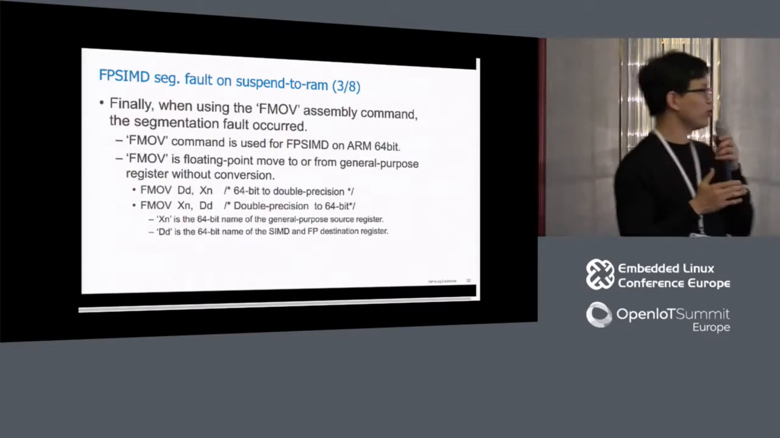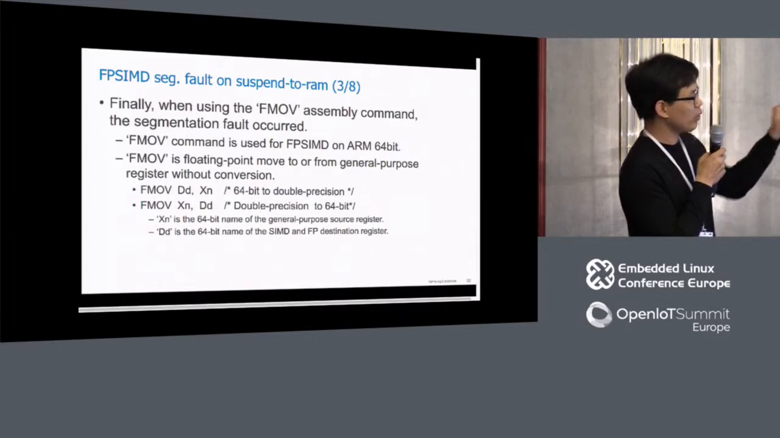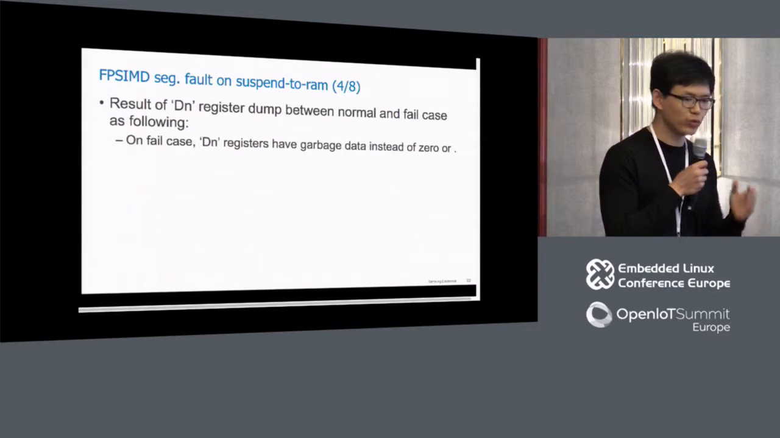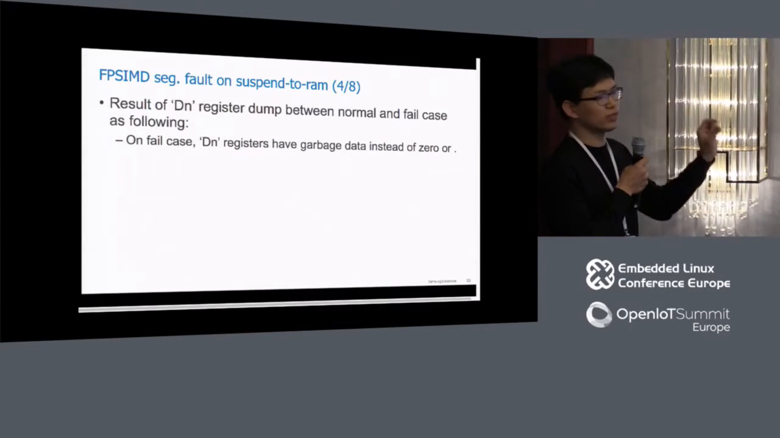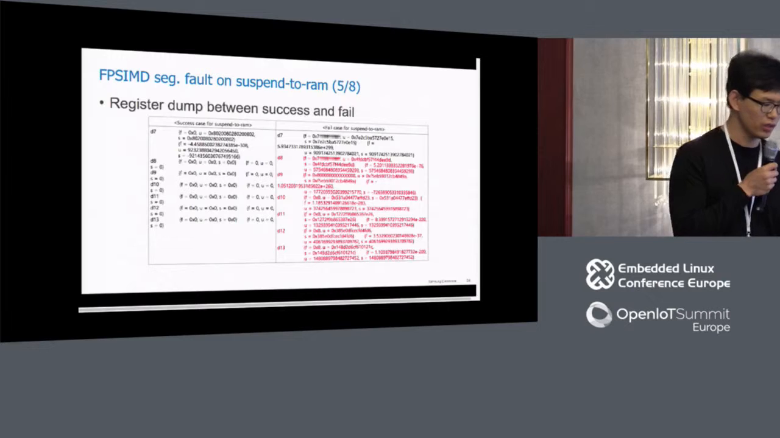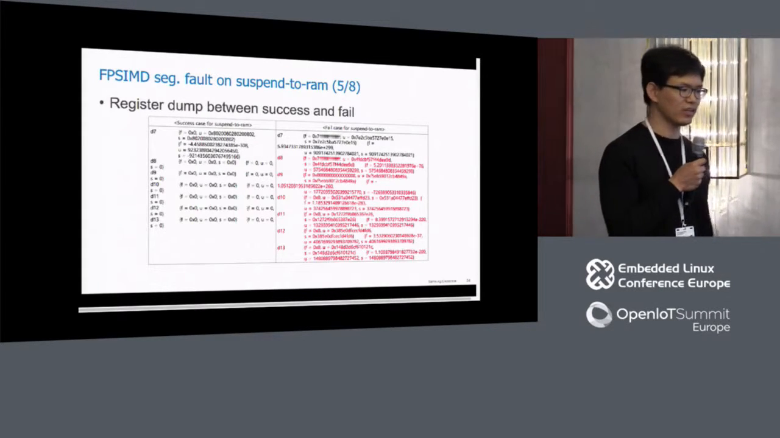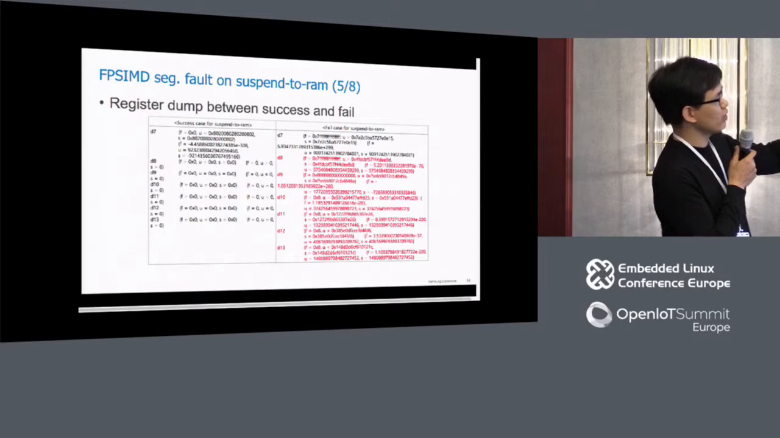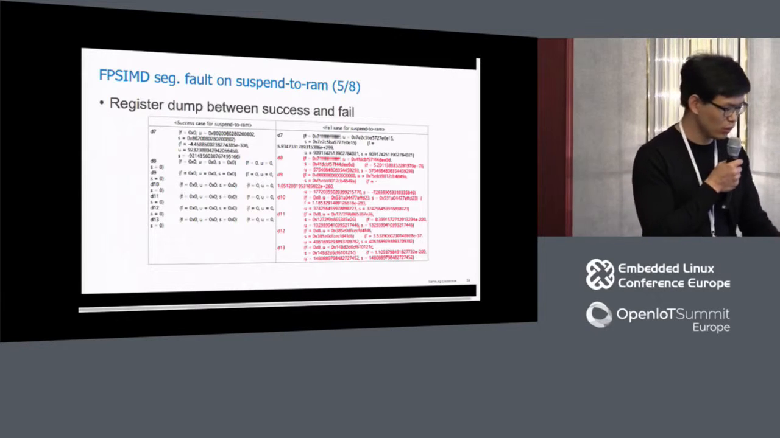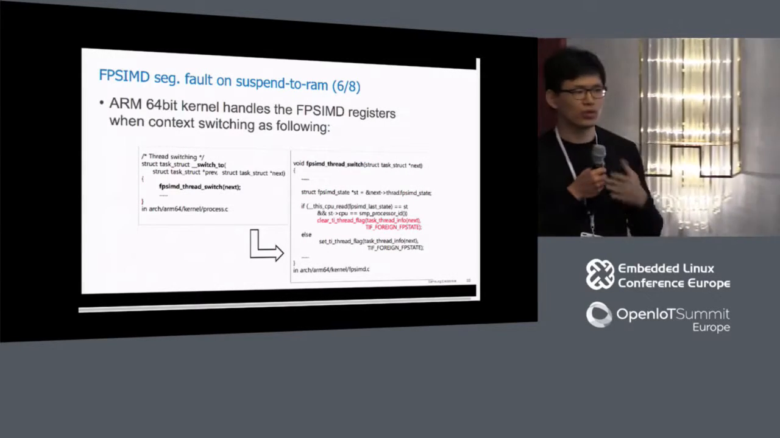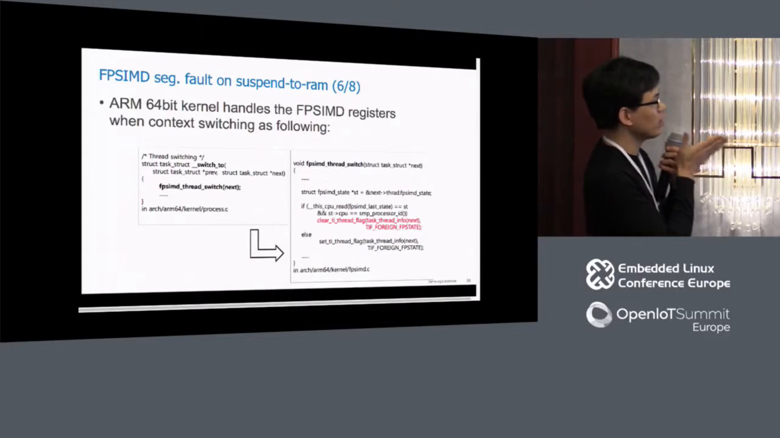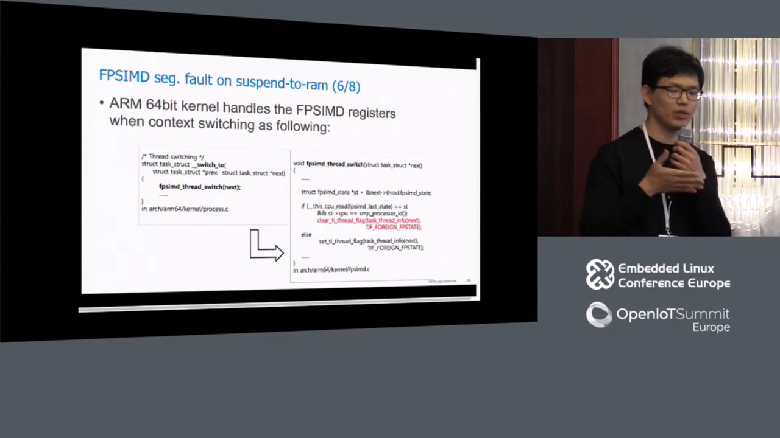Also, fmov uses a specific register. The D register is only used on 64-bit. So I dumped the D register to try to find the cause of this segmentation fault. In the result, on the fail case I got this result. In the right case, the D register has valid data, but in the fail case the D register has garbage data. So I tried some code to handle the FPSIMD registers in the mainline code. The FPSIMD thread switch function handles the FPSIMD registers.